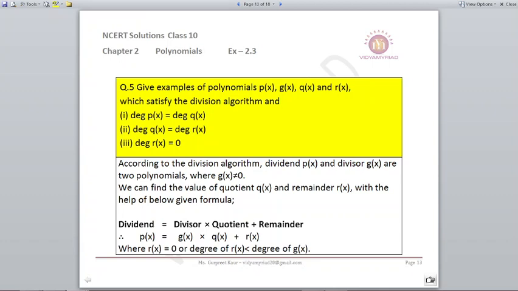Question number 5. Give examples of polynomials px, gx, qx and rx which satisfy the division algorithm, as well as degree of px is equal to degree of qx, degree of qx is equal to degree of rx, and degree of rx is equal to 0. Now we know the division algorithm formula, that dividend is equal to divisor into quotient plus remainder. So with the help of this formula we can find the following details.